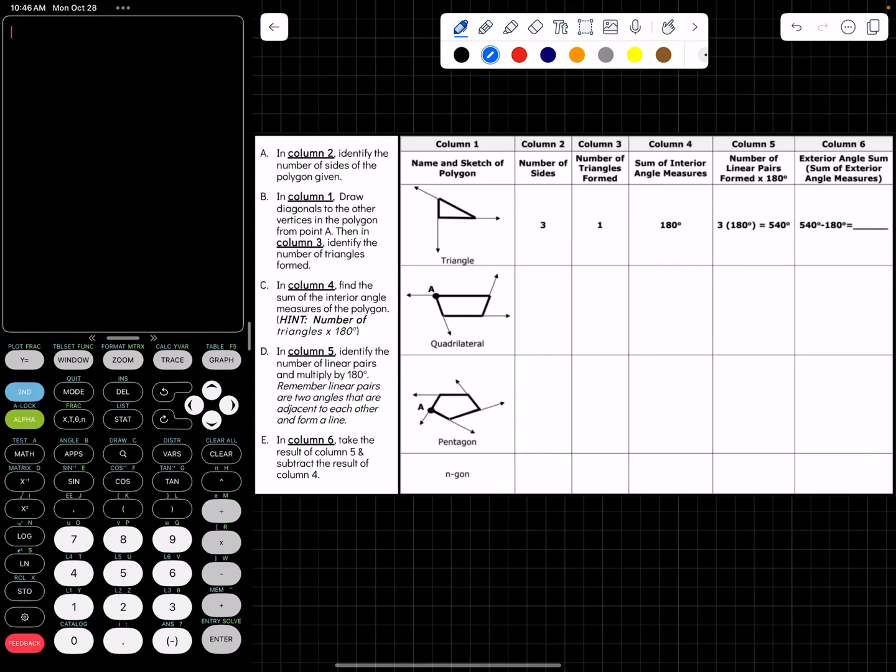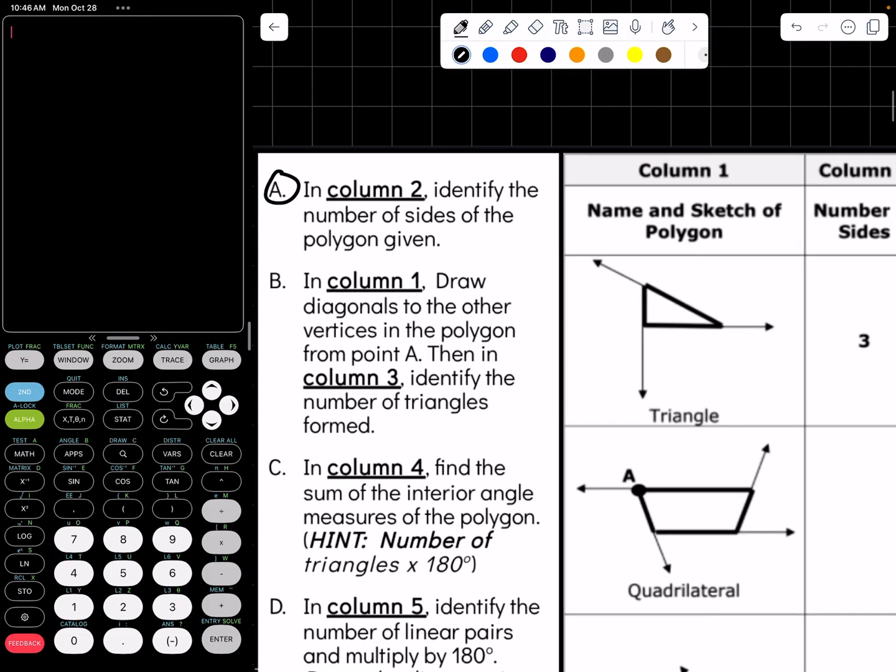So looking at exterior and interior angles of polygons, we're going to use this chart and work our way through it to come up with all of our different equations that we'll be using for these types of questions when we're asked about interior and exterior angles of polygons. So we're going to start off just going down in order. Column 2, okay, let's start with A. In column 2, it asks us to identify the number of sides of the given polygon.